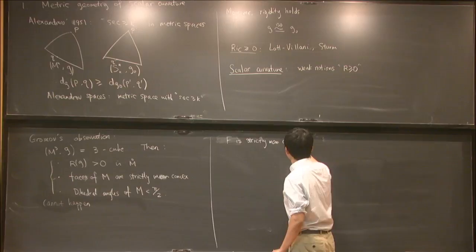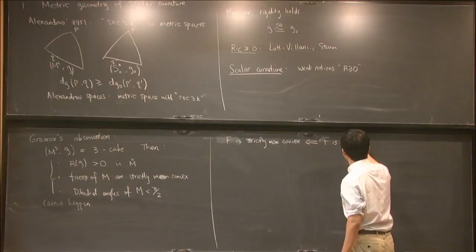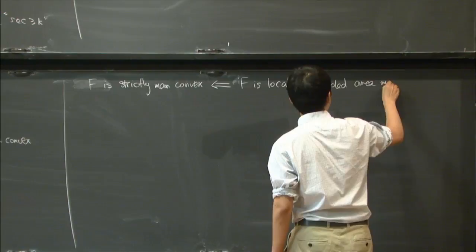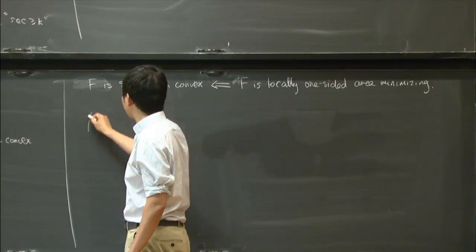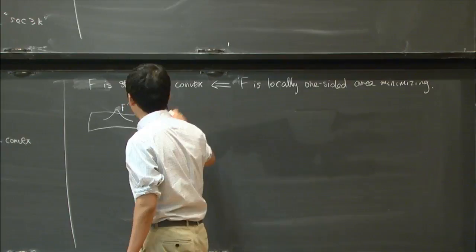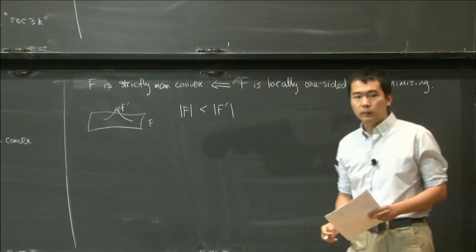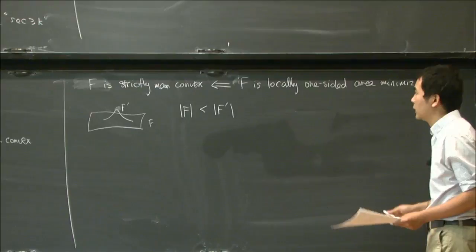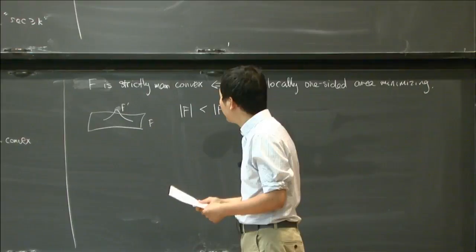This can be implied by the fact that F is locally one-sided area minimizing. Right, so for any one-sided deformation of this surface F, F's area is less than the area of this deformation. So in other words, if you have this notion of area, you can define what it means for surfaces to be strictly mean convex.